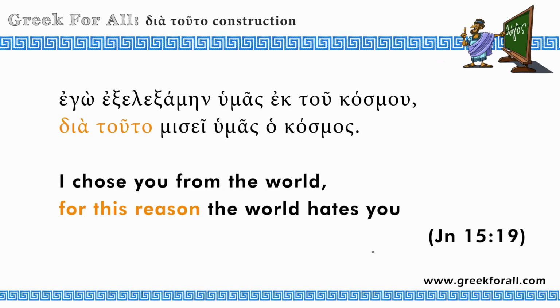A beautiful example from the Gospel of John, chapter 15, verse 19. Let's read. Ego exelexamen humas ek tou kosmou, dia touto misei humas ho kosmos. Translation, I chose you from the world, for this reason the world hates you. So let's take a closer look. Ego is the personal pronoun, which means I. We can see it right here.